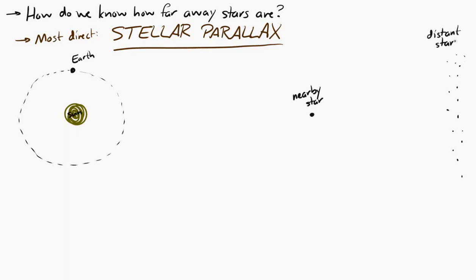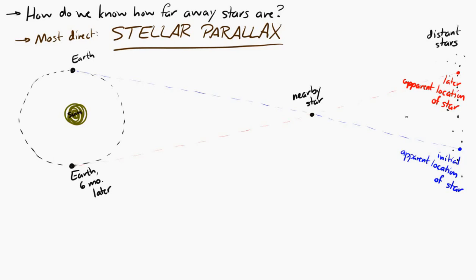So let's say an astronomer observes this nearby star when the Earth is right here. And then the astronomer waits 6 months and looks at the same star again. Well, initially, the star appeared to be here against the backdrop of stars. 6 months later, when you look at the star, it appears to be here against the backdrop of stars. So the nearby star seems to move against the backdrop of stars.